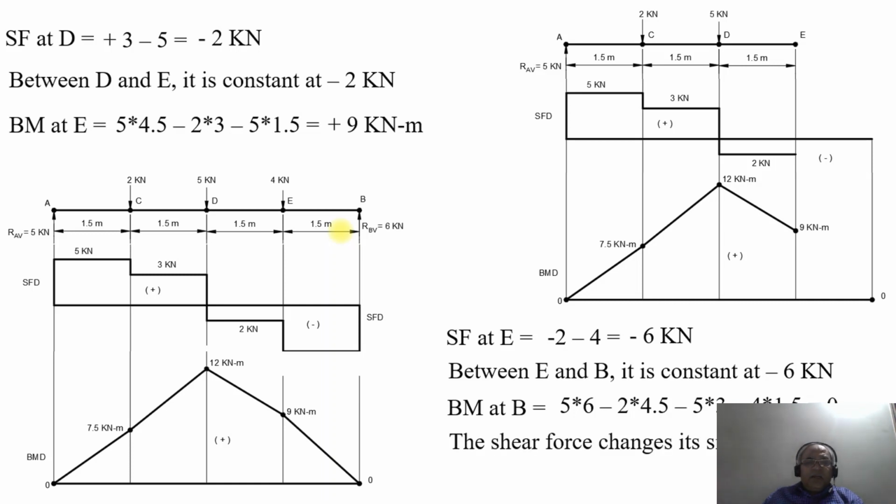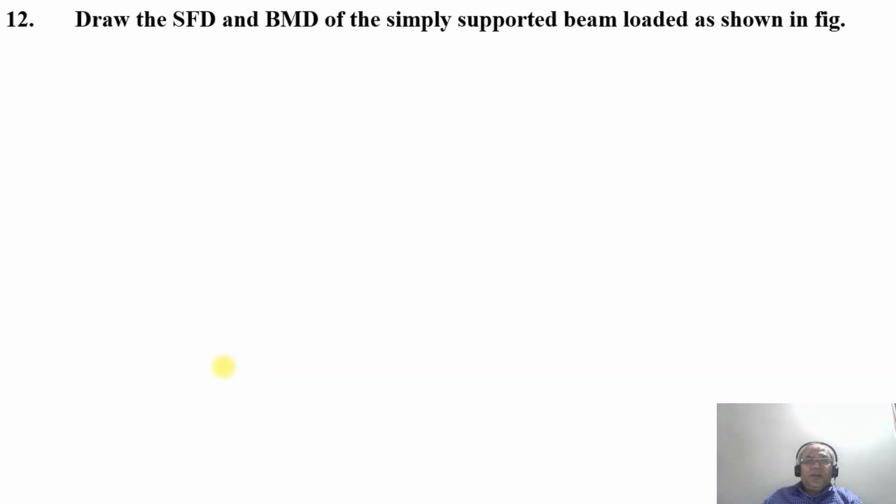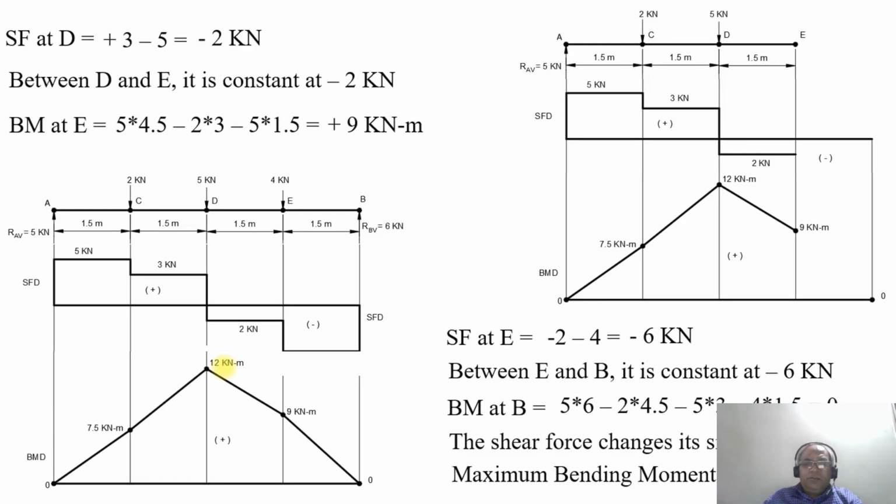The shear force changes its sign at the point D. Therefore, you should have the maximum bending moment at this point. From the figure of the bending moment diagram, you can see that it is highest at plus 12 kilonewton meter. So the maximum bending moment at the point D is equal to plus 12 kilonewton meter. So this is how you will be able to analyze and solve the problem on the simply supported beam with several point loads. Thank you.